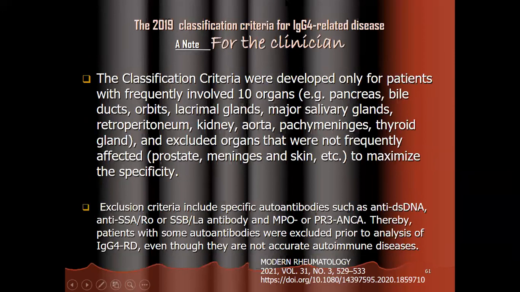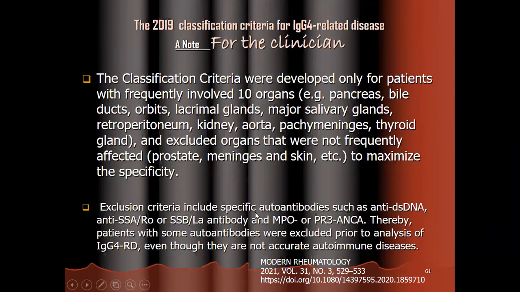هنا كان لهم تعليق على ال 2019 classification criteria بتوع الامريكان يوروبيان. Note for the clinician: the classification criteria were developed only for patients with frequently involved 10 organs المشهورين. لكن ما جابوش exclude the organs that were not frequently affected زي البروستات زي المننجيس زي السكين. هم عملوا كده عشان يماكسمايز السبيسيفيسيتي، لكن احنا ككلينيشن we should not miss.